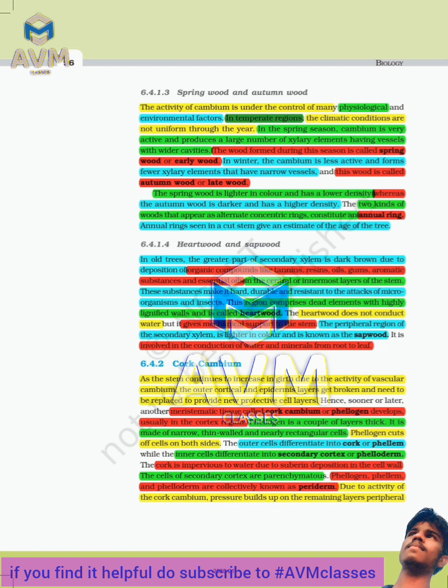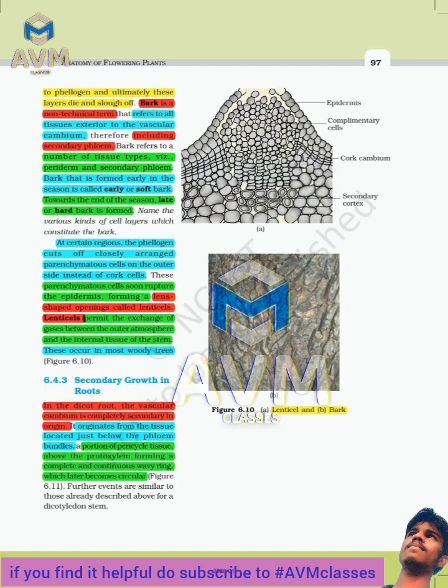Due to activity of the cork cambium, pressure builds up on the remaining layers peripheral to phellogen and ultimately these layers die and slough off. Bark is a non-technical term that refers to all tissues exterior to the vascular cambium, therefore including secondary phloem. Bark refers to a number of tissue types, that is periderm and secondary phloem.